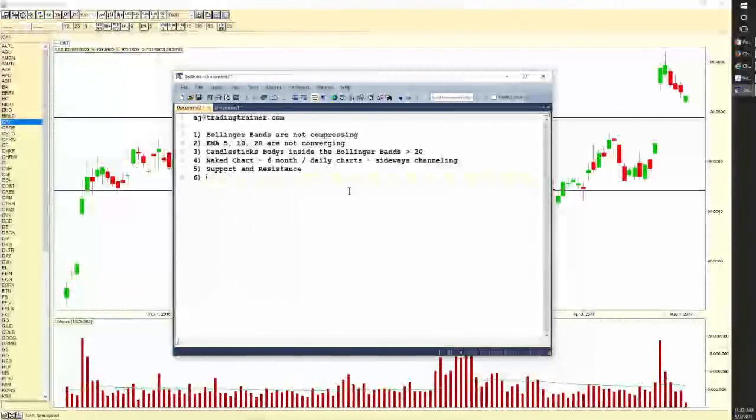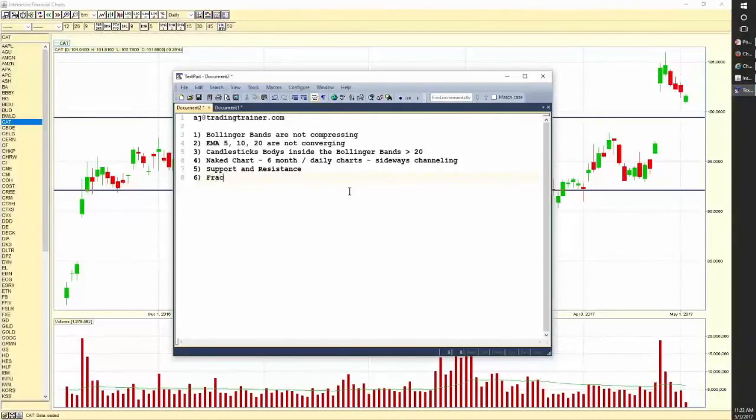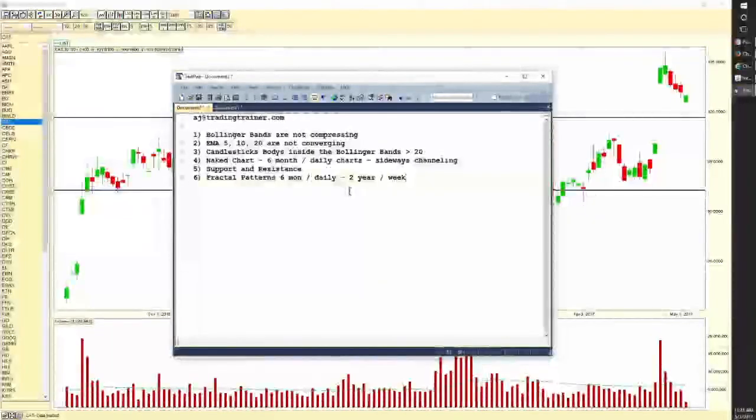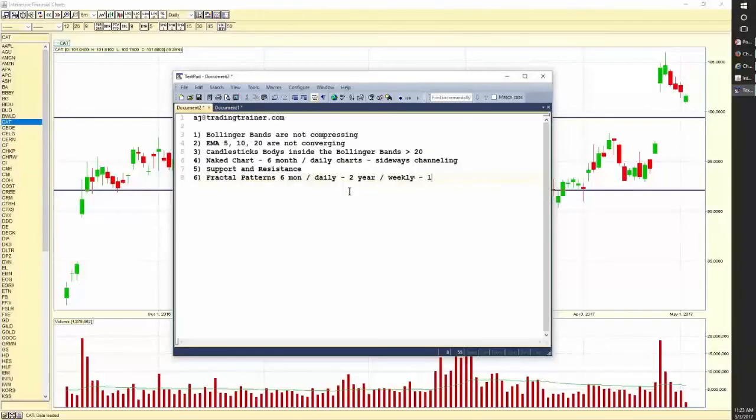Number 6, I like to look at fractal patterns. Just very quickly, fractal patterns means, do I see the same pattern not only on the 6-month daily, but do I also see it on the 2-year weekly? And do I also see it on the 10-year monthly? In fact, I could even go the other direction. Do I see it on the 30-minute, like weekly?